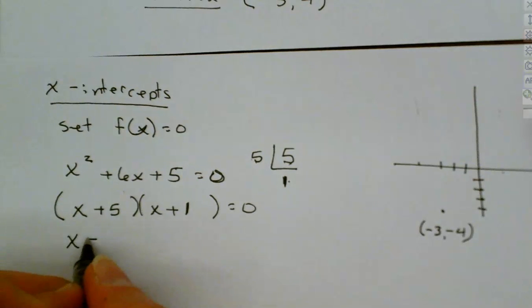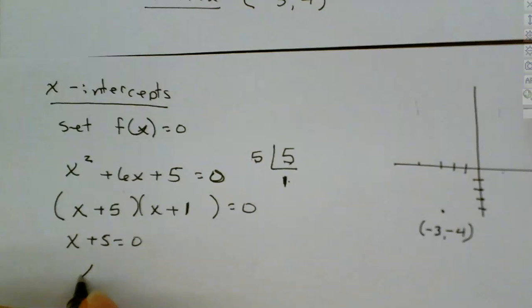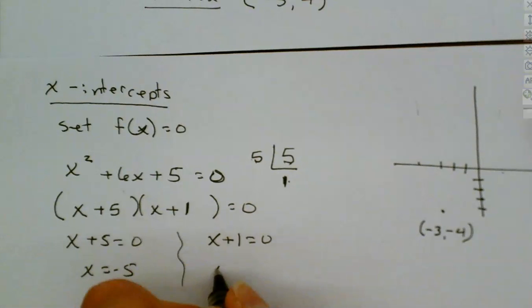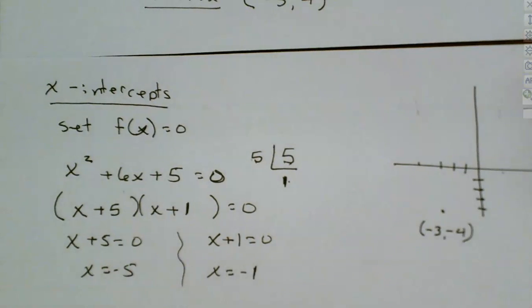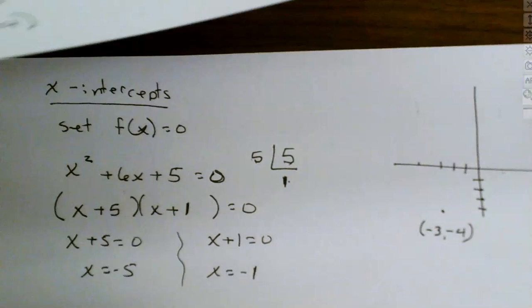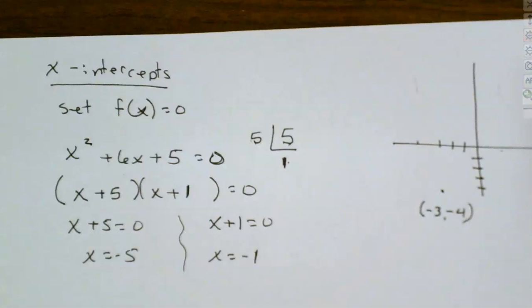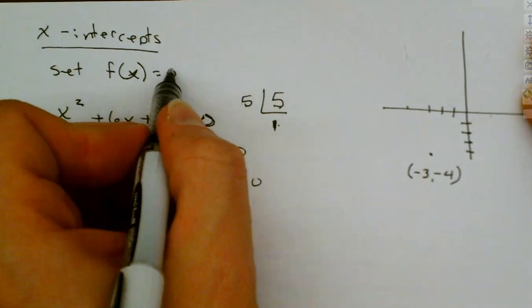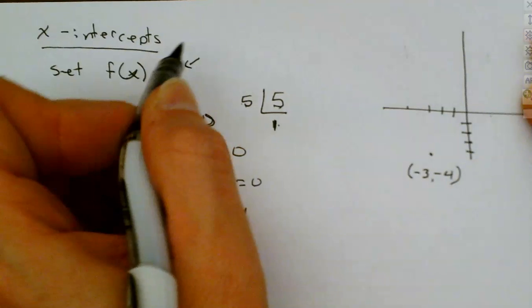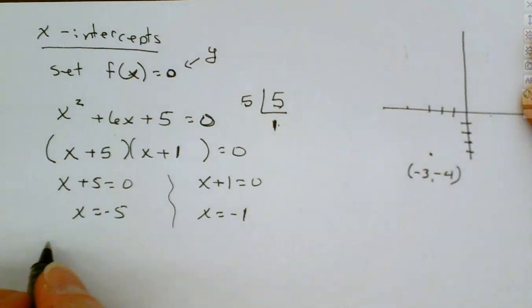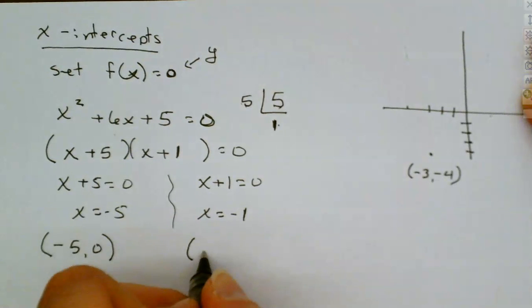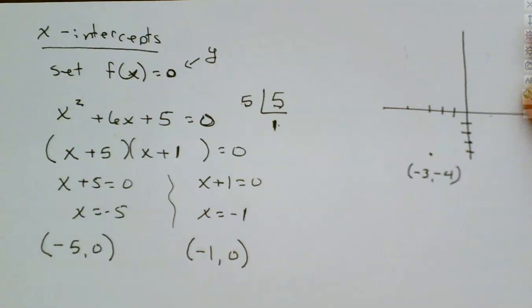And now we've got x plus 5 equals 0, so x equals -5. And then we've got x plus 1 equals 0, so x equals now a -1. What do our intercepts now look like as ordered pairs? Well, as ordered pairs, we set it equal to 0, so this is your y. So what our ordered pairs look like are -5, 0, and -1, 0.